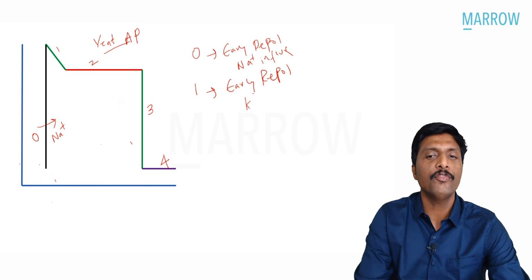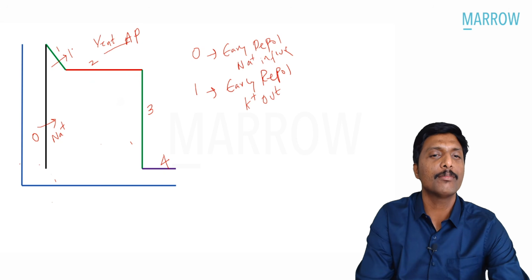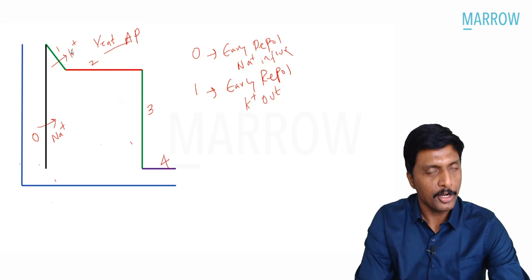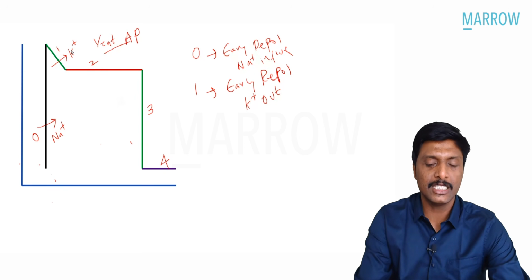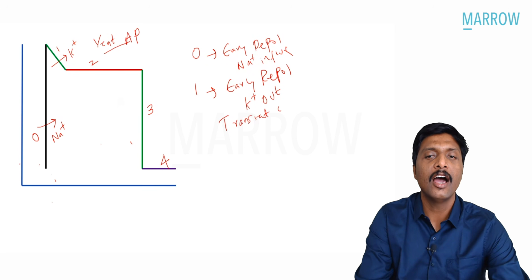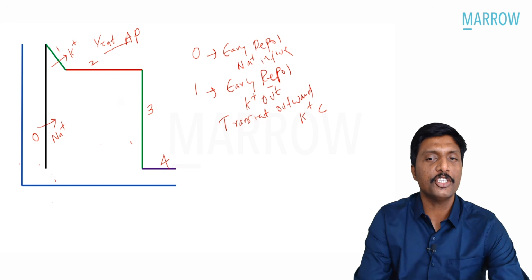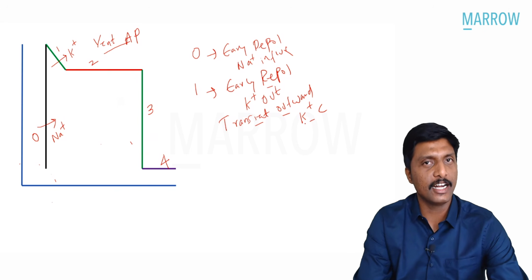Then we have phase 1, which is called early repolarization. Repolarization is because of potassium ions moving out. So during this early repolarization, remember potassium ions moving out. An important point, the important potassium channels responsible for this phase are called, remember guys, transient outward potassium channels. Early repolarization, potassium moving out, transient outward potassium current channels.